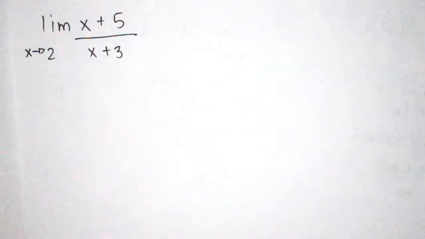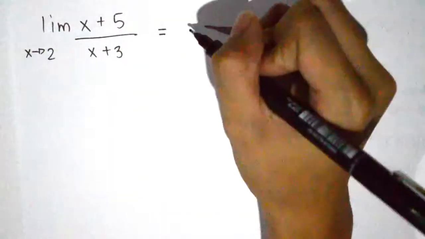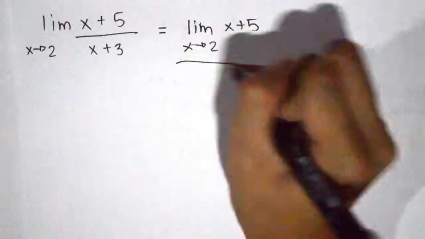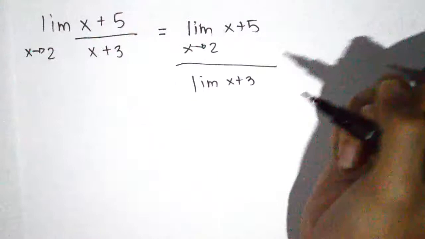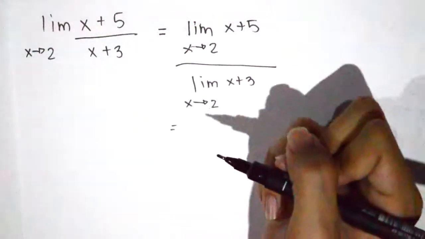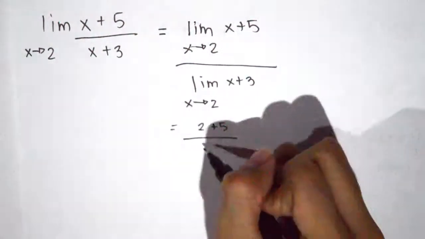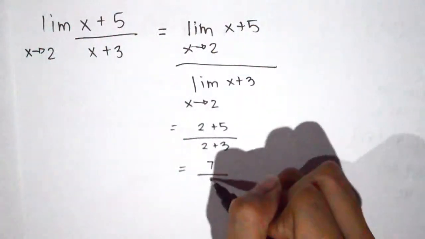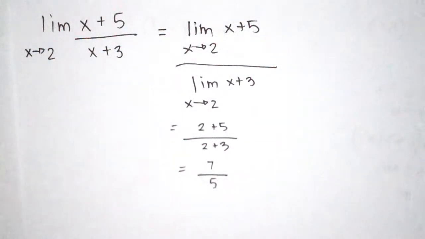Example: the limit of (x + 5) divided by (x + 3) as x approaches 2 is equal to the limit of x + 5 divided by the limit of x + 3 as x approaches 2. 2 plus 5 is equal to 7, while 2 plus 3 is equal to 5.